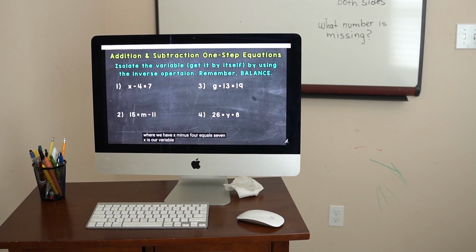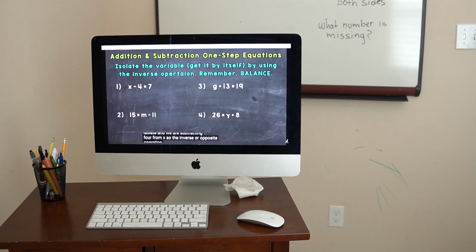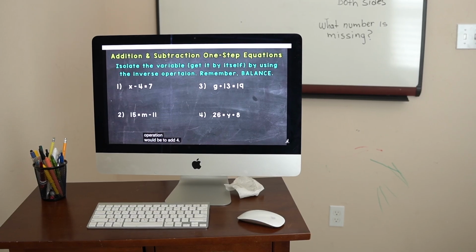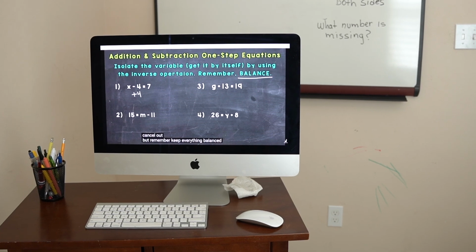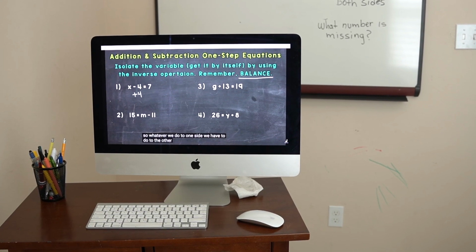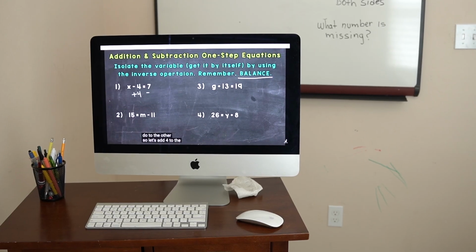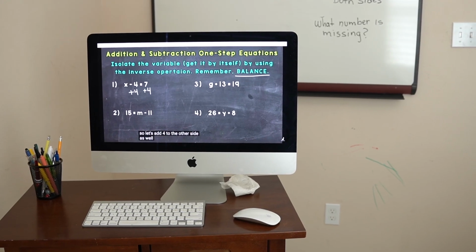X is our variable that we need to isolate, and we are subtracting 4 from x. So the inverse or opposite operation would be to add 4. So let's add 4 to that side. That way the 4's cancel out. So we have a subtraction of 4 and an addition of 4. So those 4's cancel out. But remember, keep everything balanced. So whatever we do to one side, we have to do to the other. So let's add 4 to the other side as well.